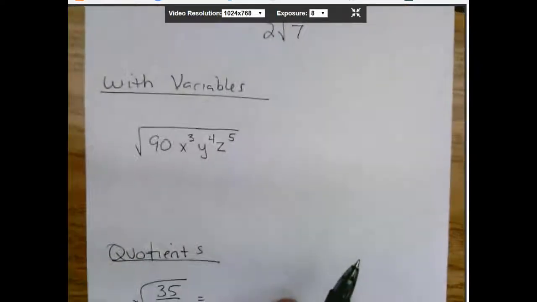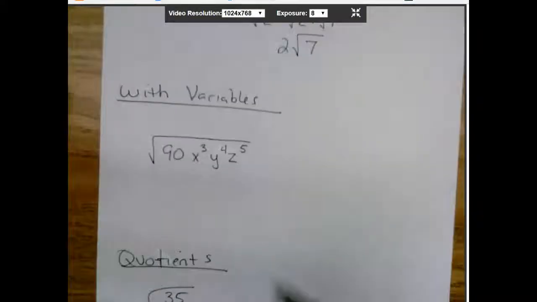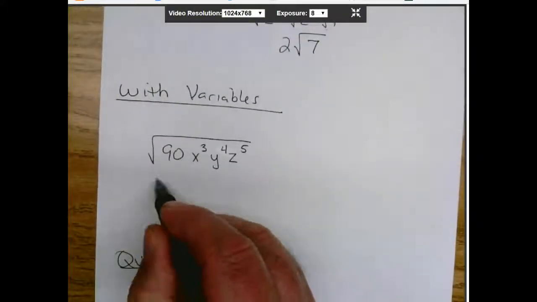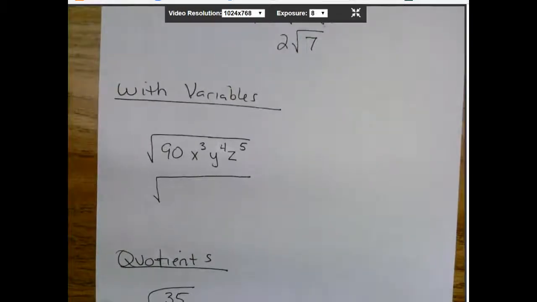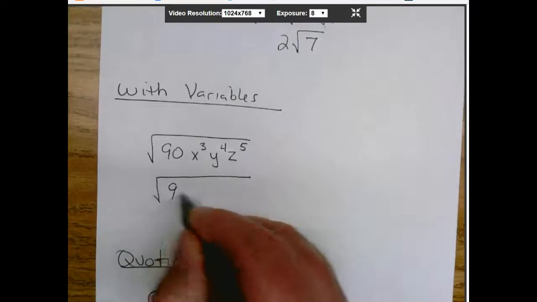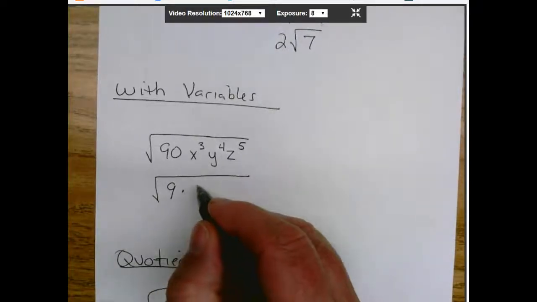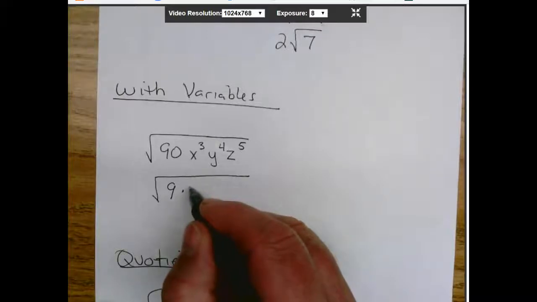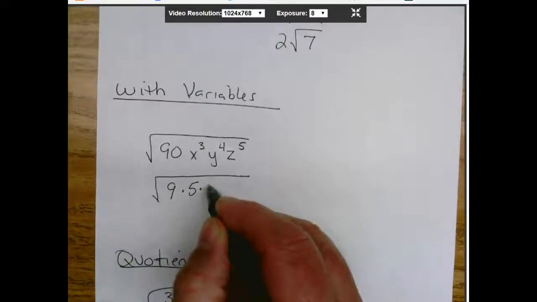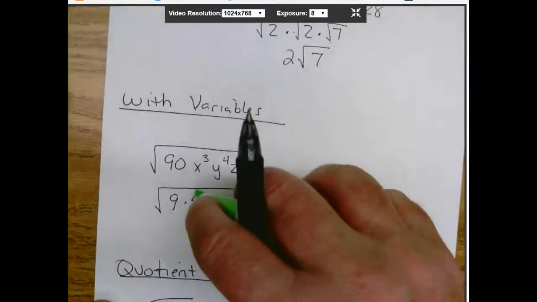So how about variables? How does this idea work with variables? Okay, so 90. What can we do to 90? Let's see here. 9's a good one, right? So we could go square root of 9 times, and then we'd be left with 10, right? We could do square root of 5, but then we're left with 5 times square root of 2, and that's not really going to help us. So we're just going to go with square root of 10.